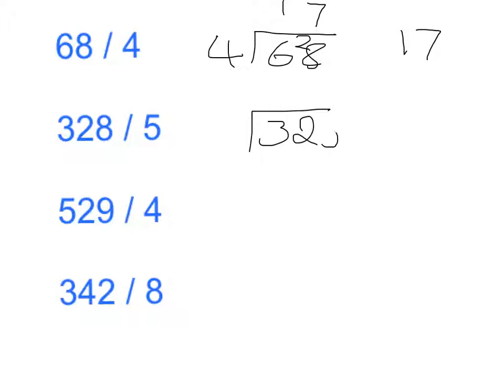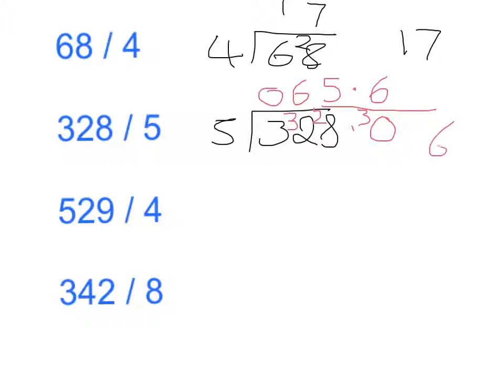328 divided by 5. How many 5s go into 3? None. So I give the 3 next door to make 32. How many 5s go into 32? Well, 6 make 30, and then I've got 2 left over. How many 5s go into 28? 5 5s are 25, remainder 3. How many 5s go into 30? That gives me 6. So my answer is 65.6.